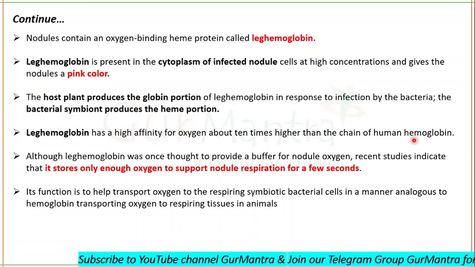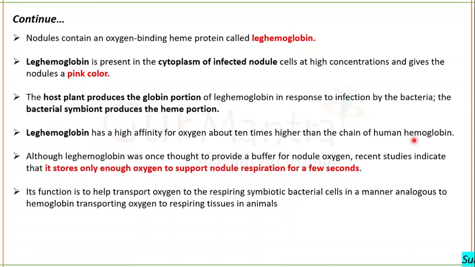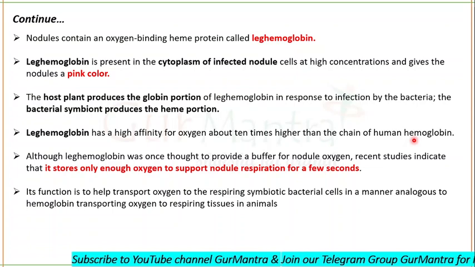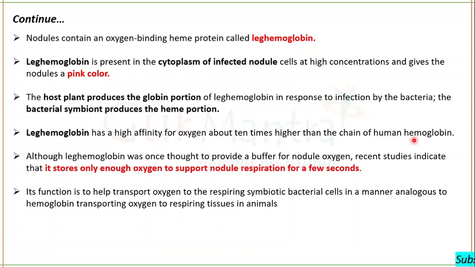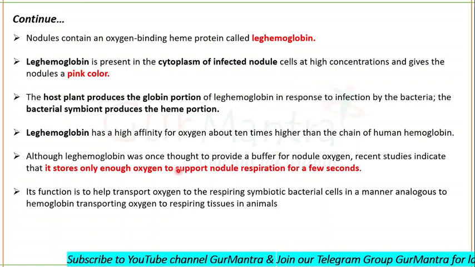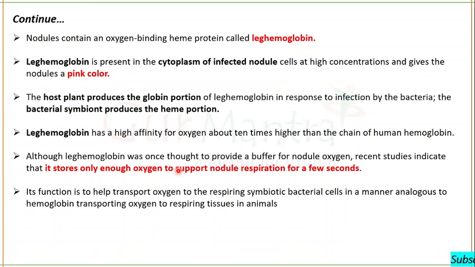Remember this thing, if you have hemoglobin and leghemoglobin and oxygen in the same culture, leghemoglobin's affinity will be 10 times higher for oxygen as compared to human hemoglobin. Although it was thought that leghemoglobin acts as a scavenger of oxygen and provides anaerobic conditions for the fixation of nitrogen. It is one case.